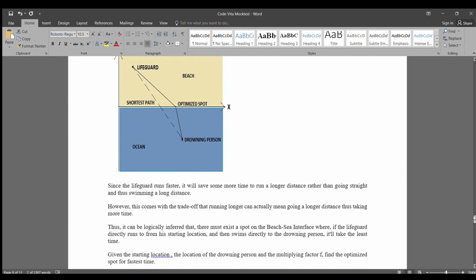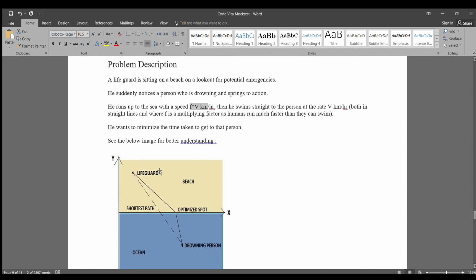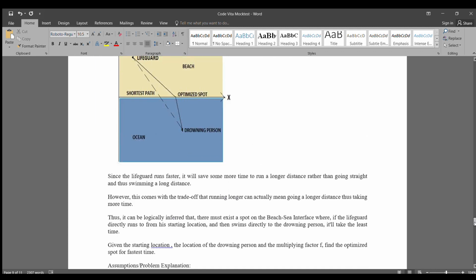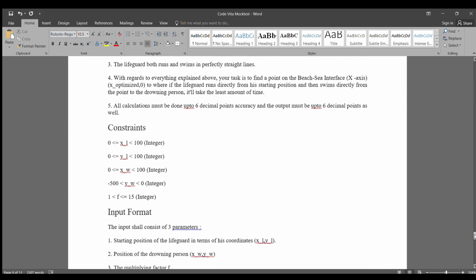We will be provided with coordinates of where the lifeguard is, and this value will be in the form of x and y. Since we have to solve this, we have been provided that the beach is in the first quadrant and the ocean is in the fourth quadrant, and the value in the first quadrant is always x comma y, and the value in the fourth quadrant will be x comma minus y. Great. All right, anything else that they have told us? All calculation must be done up to 6 decimal points. Okay, we'll do that. And the value of f will vary from 1 to 15.